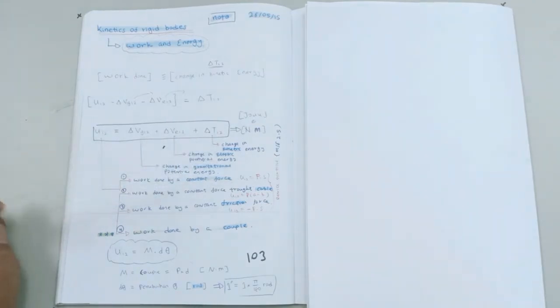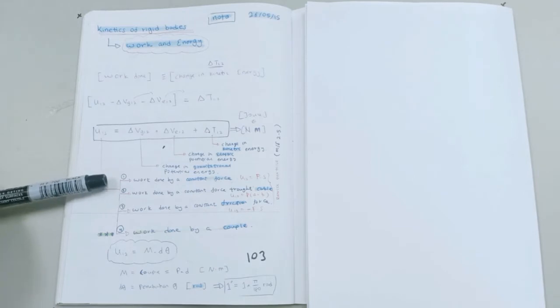Okay, so we will see in this chapter what is the difference between the calculation for particle and for rigid body. We start with the first one, U12. In particle, we have the first three, which is work done by a constant force, where the equation is F times S. We'll use the same equation.